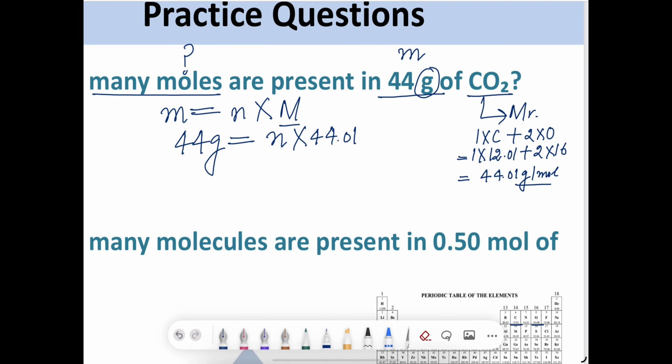So you get your answer as 0.99. So you have two significant figures. So you can say here 1.0 grams. All right.